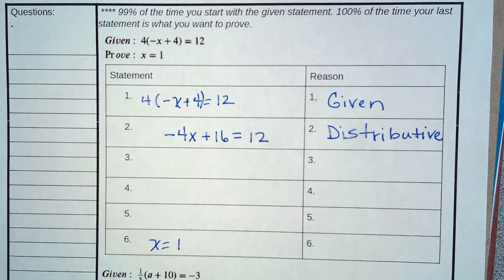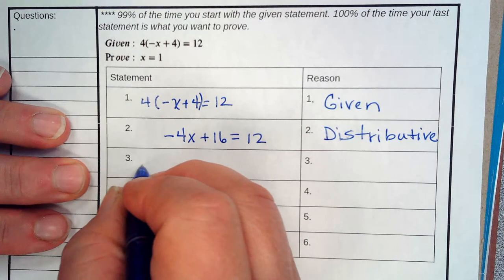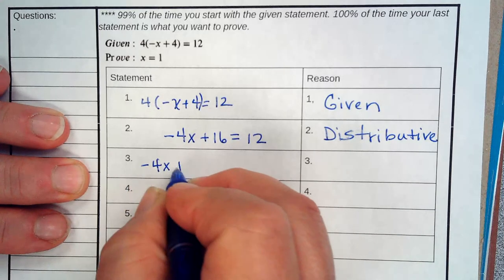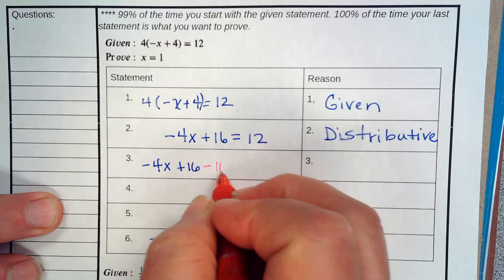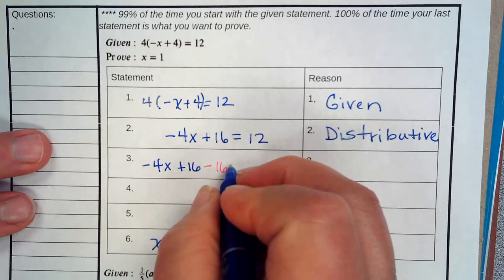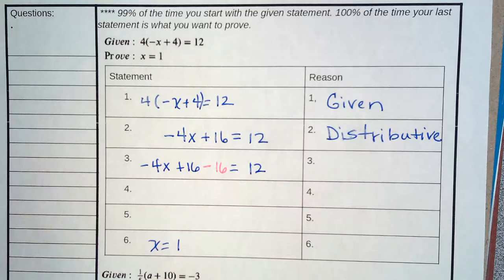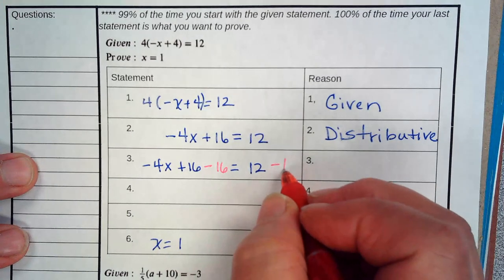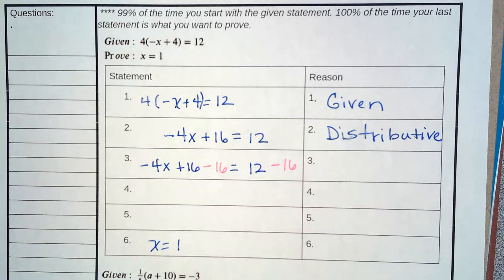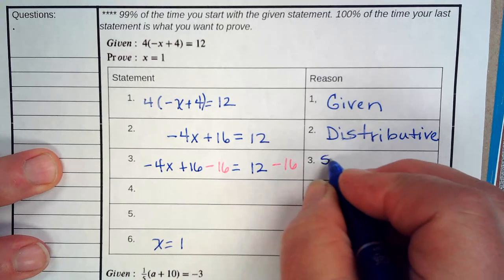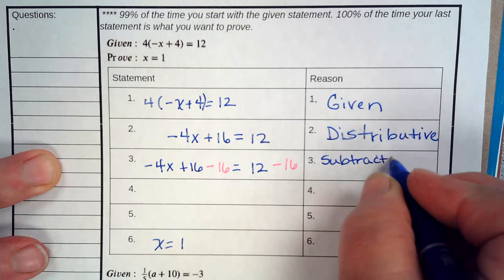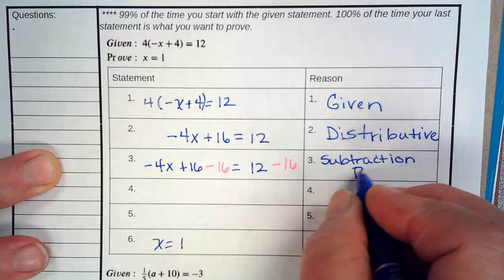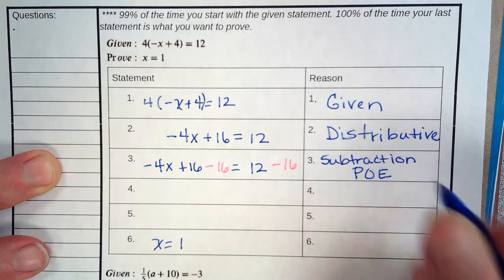Well, I've got to get the 16 to the other side. So I've got negative 4x plus 16 minus 16 is equal to 12 minus 16. What have I done? Well, I've used subtraction. So this is subtraction property of equality.